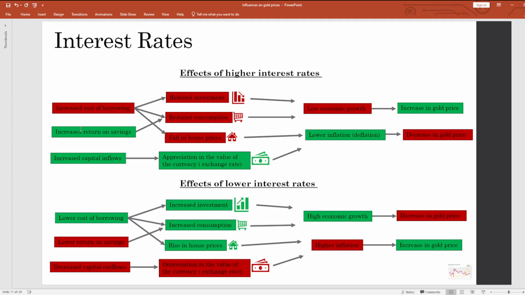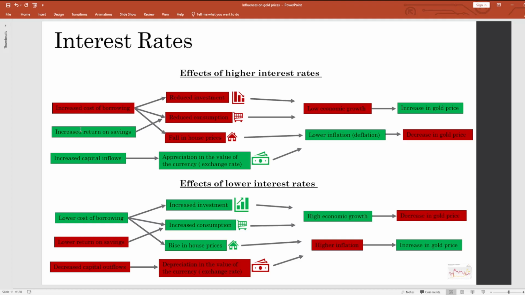So, well, the choice is pretty simple. It is much more rewarding for households to put their money in a savings account when interest rates are high and defer consumption from now into the future.